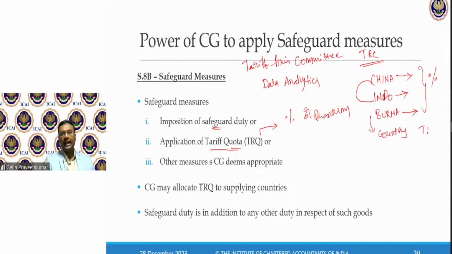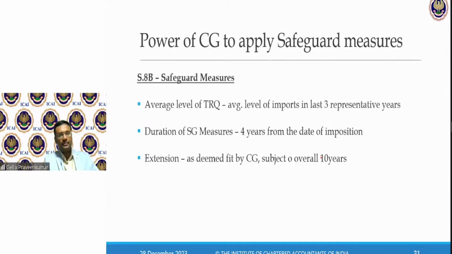I fix something called tariff rate quota, the average level of tariff quota. This analysis is done on the basis of the last 3 years. And these safeguard measures have a validity of 4 years. Once a notification is issued to fix a tariff quota, that notification is valid for 4 years. And if the government feels that this committee's recommendations are relevant, they can be taken forward maximum up to 10 years.